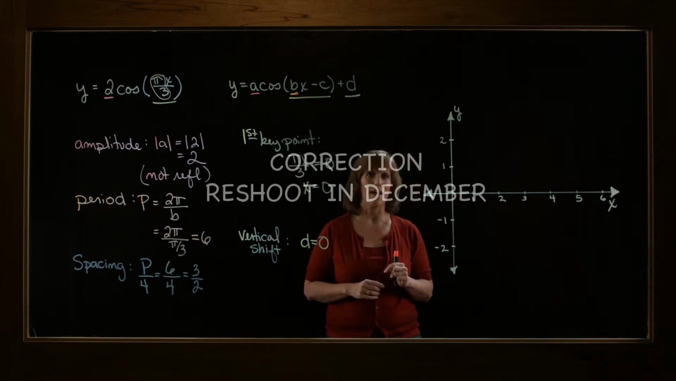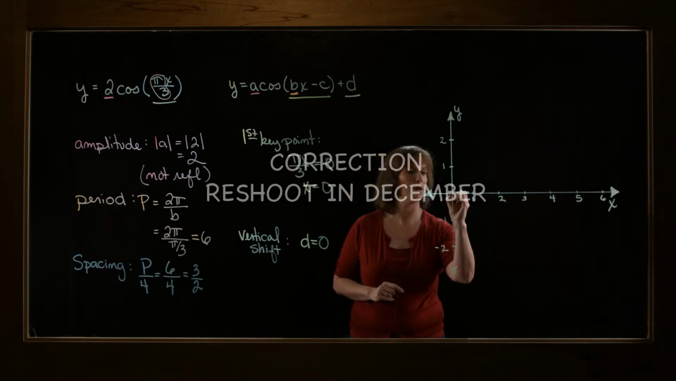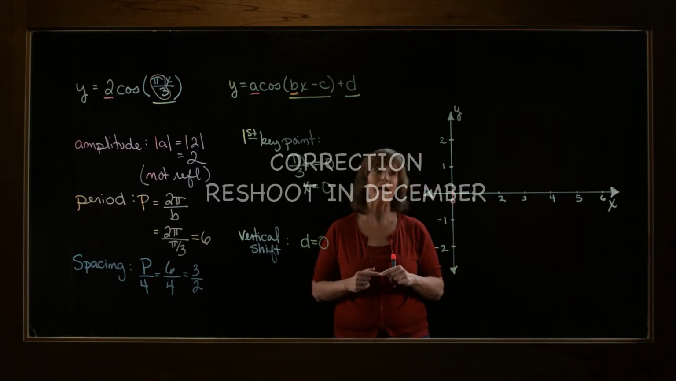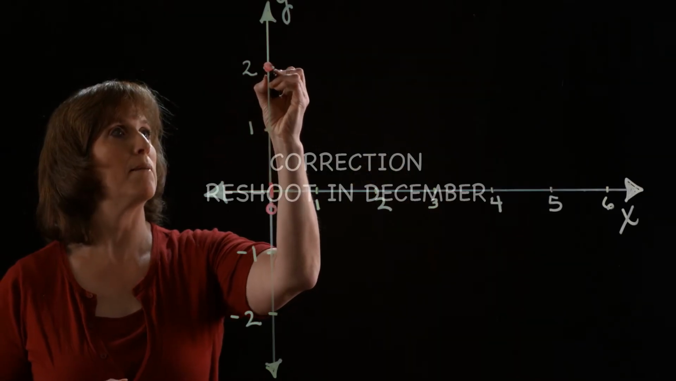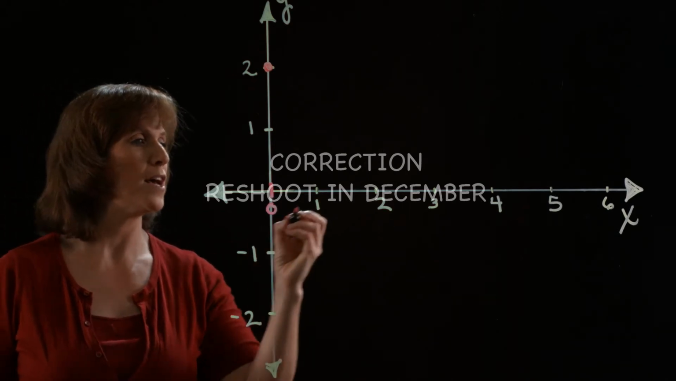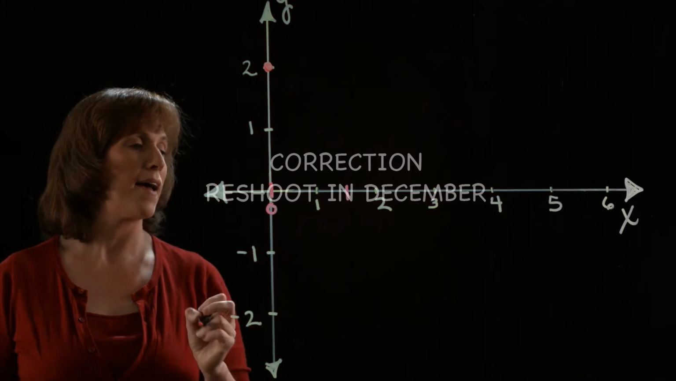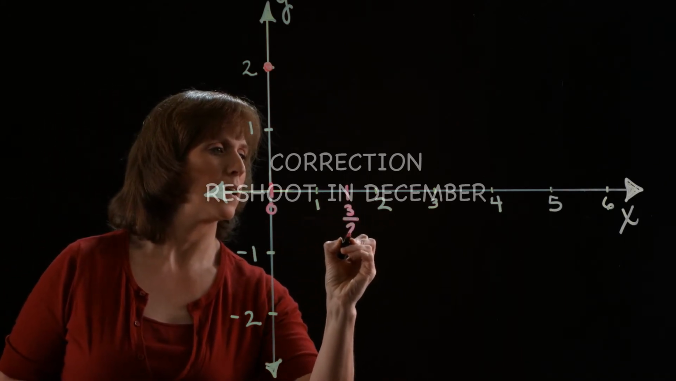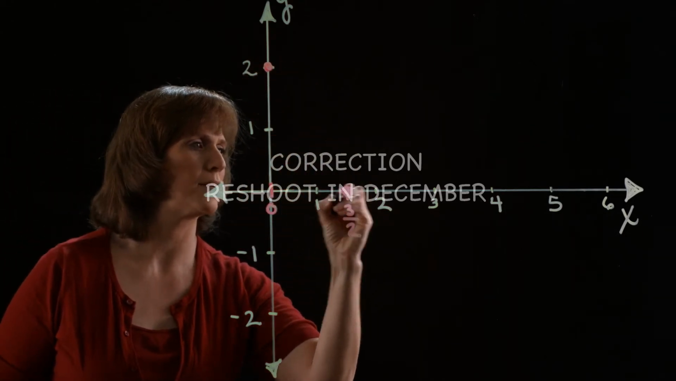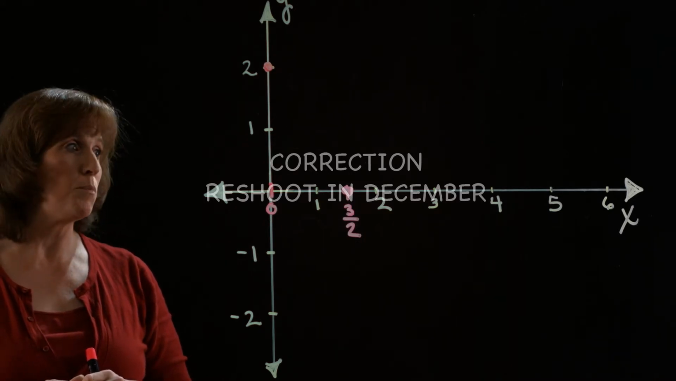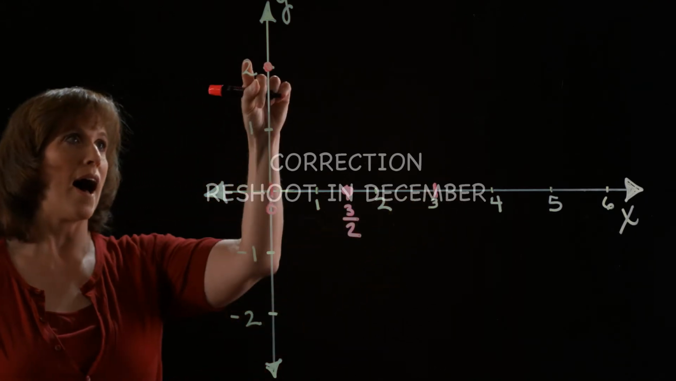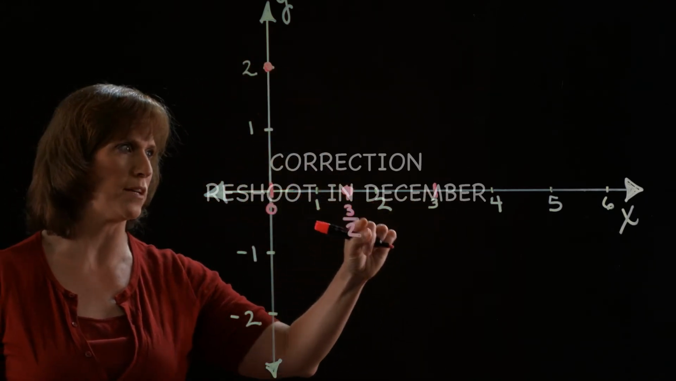So let's try to put this all together. My first key point is at 0. And because this is a cosine curve that's not reflected, that will be a maximum. So I'm going to have my maximum point at 2. To get to my next key point, I need to move 1.5 units. So my next key point is going to be right there at 3/2. And after I hit my maximum, the next thing that should happen is I should have an intercept. The next key point is going to happen another 1.5 units later. So that's going to put me right at 3. I've got a maximum and intercept. The next key point should be the minimum.